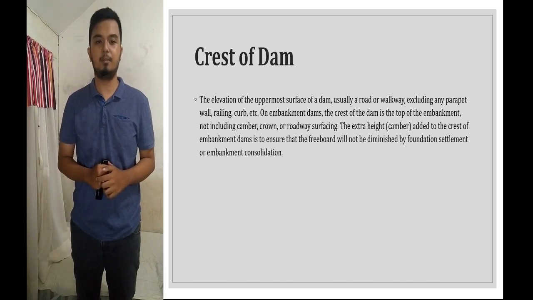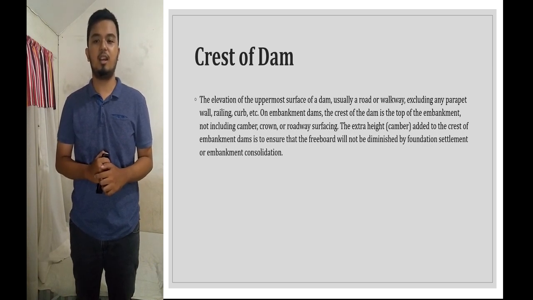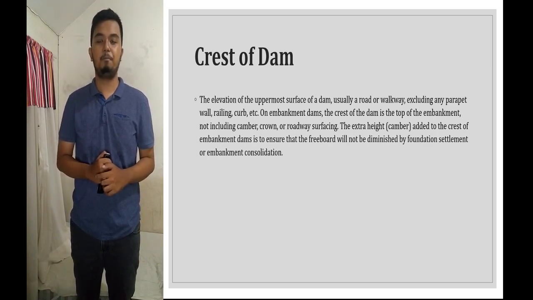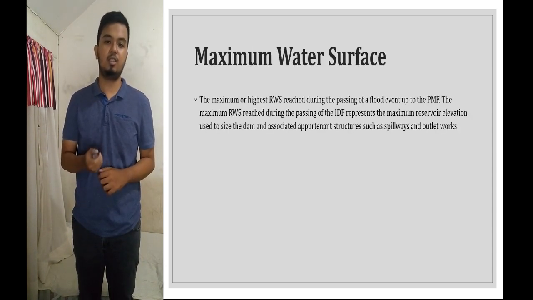Next is the crest of dam. So the elevation of the uppermost surface of a dam, usually a road or walkway, excluding any parapet wall, railing, crab, etc. on embankment dams. The crest of the dam is the top of the embankment, not including camber, crown, or roadway surfacing. So the extra height camber added to the crest of embankment dams is to ensure that the freeboard will not be diminished by foundation settlement or embankment consolidation.